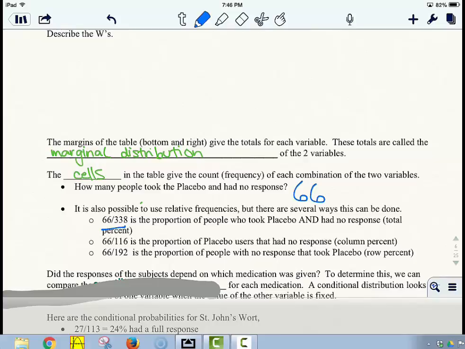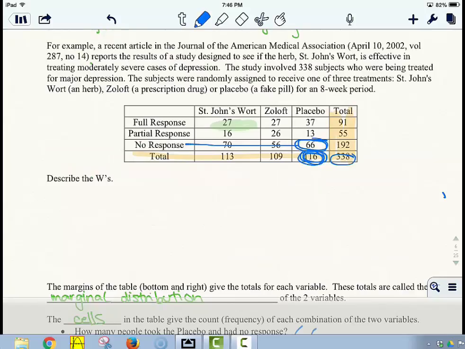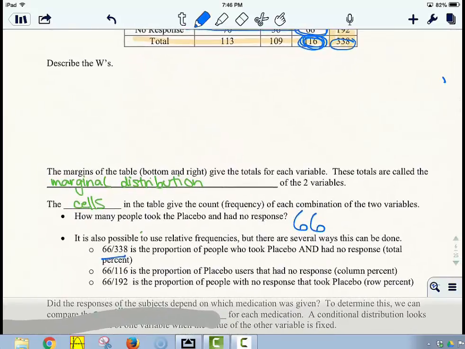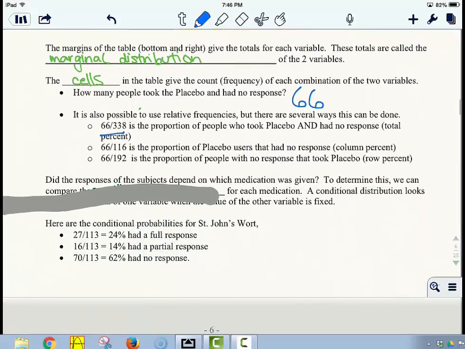That's a total percent. 66 out of 116, using the denominator from one of the margins, is a column percent, and vice versa, you could get a row percent. I think all of you have done this in your secondary classes.